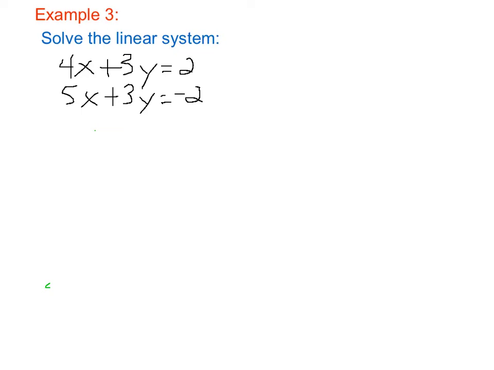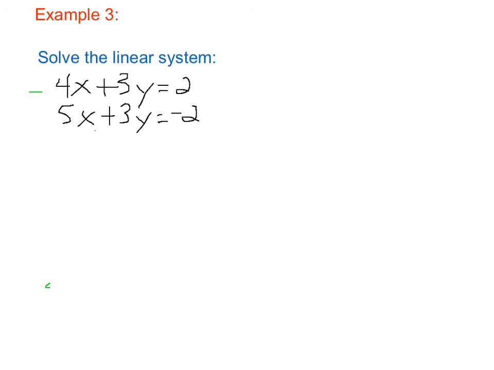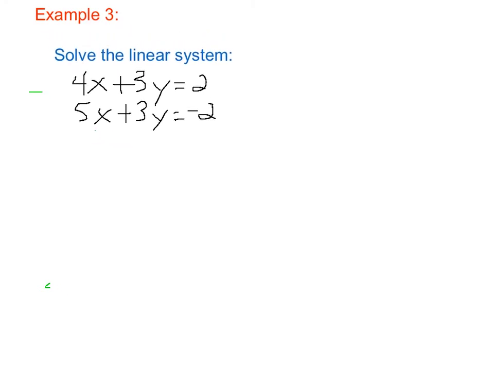We have 3y and 3y. Well, if we added those, 3y and 3y would give us 6y, so adding doesn't eliminate it. But if we did 3y minus 3y, that's going to give us 0 and it's going to eliminate. So what we're going to do is take the second equation and subtract it from the first.